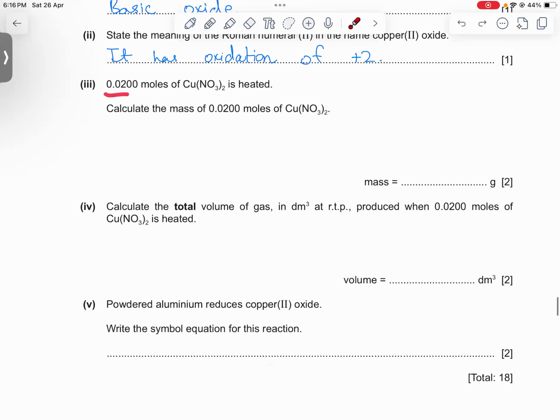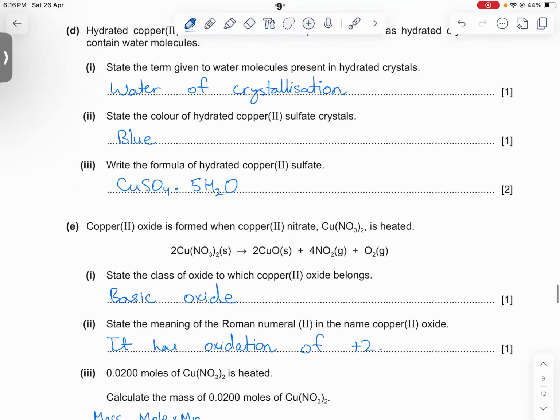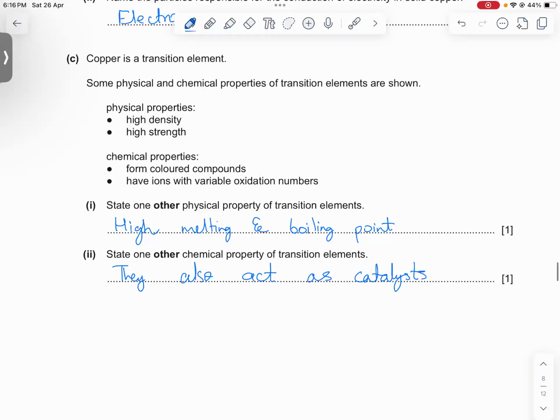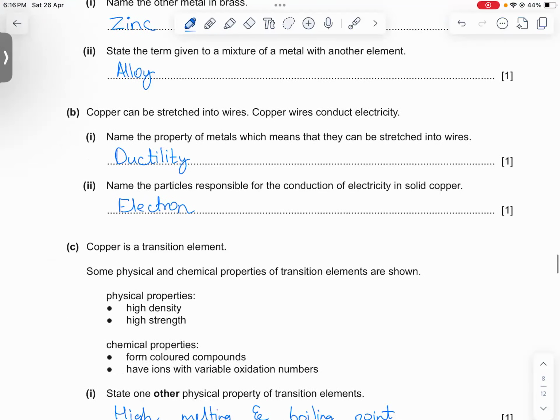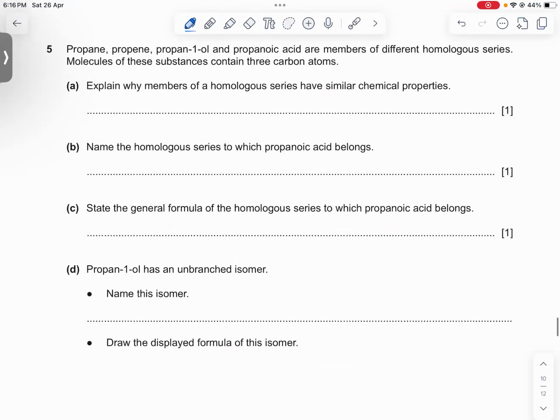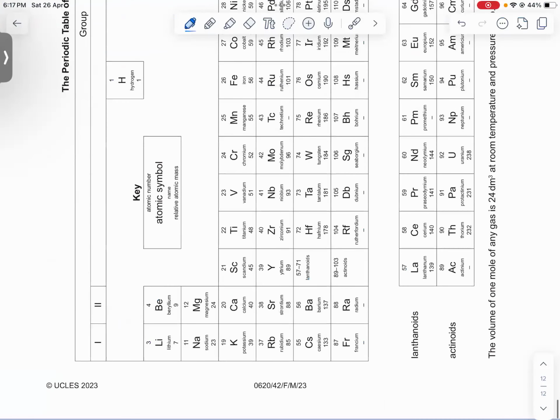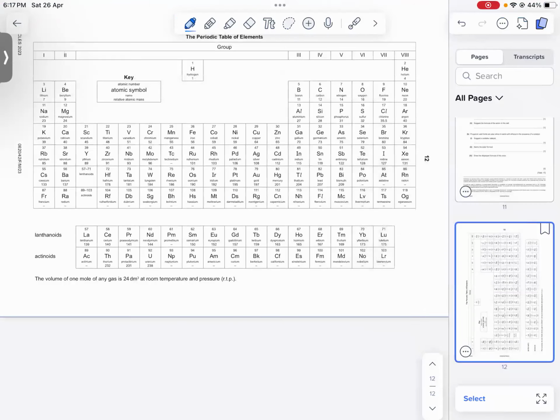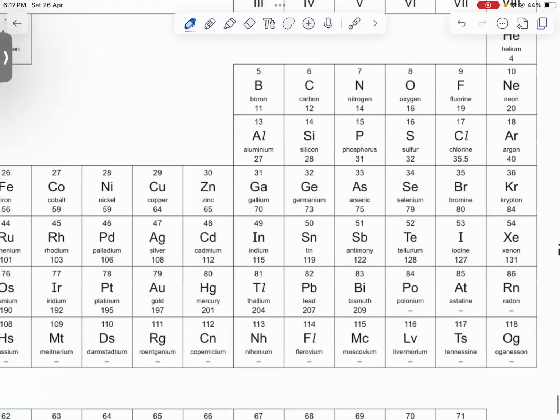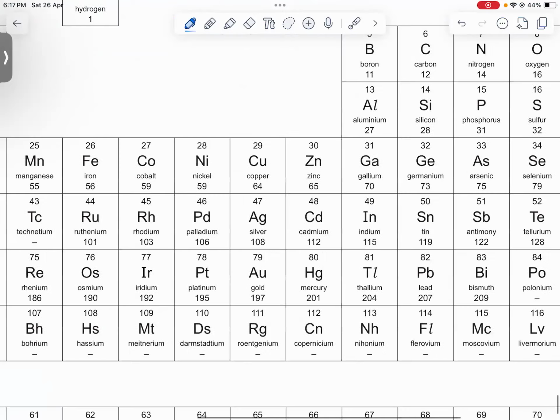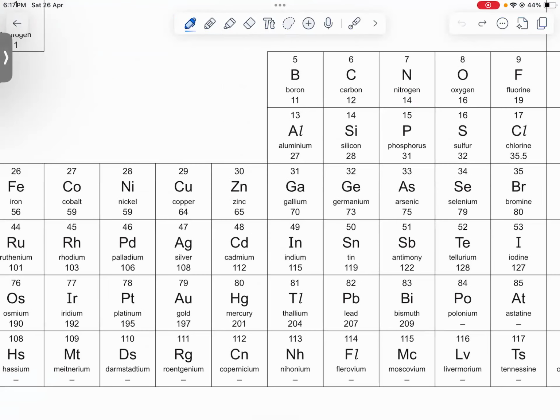0.02 moles of Cu(NO3)2 is heated. Calculate the mass. So mass is equal to moles multiplied by Mr. So 0.02 multiplied by the Mr of Cu(NO3)2. They told us the mass of copper at the beginning, we can just use that one. No, they told us the atomic number, so we have to go to the periodic table and search. Where is copper? The mass of copper is 64. Nitrogen is 14, we know, and oxygen is 16, we know.